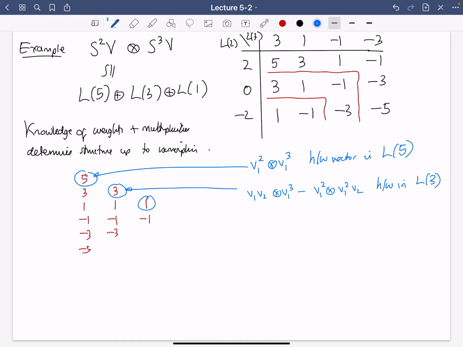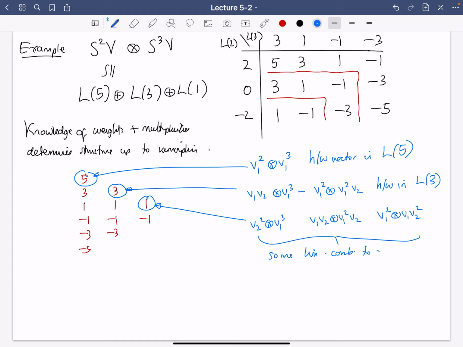And then finally, if you want to get the highest weight vector in the L of 1, well, now the one weight space is three-dimensional. It'll be v2 squared tensor v1 cubed, or v1 v2 tensor v1 squared v2, or v1 squared tensor v1 v2 squared. That'll be the basis, and you'll have to take some linear combination to get the highest weight vector up to a non-zero scalar in that L of 1.